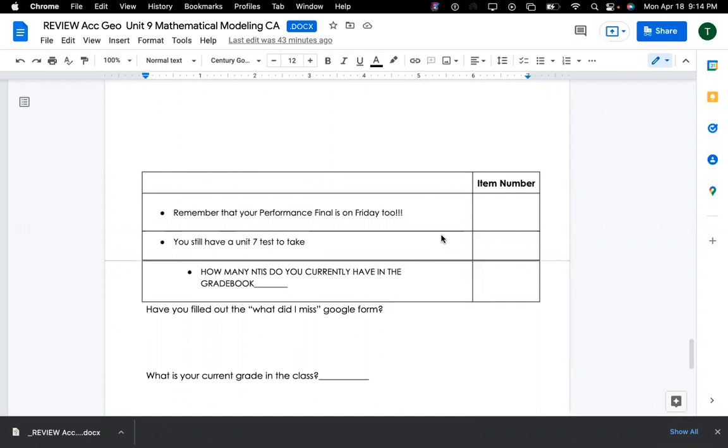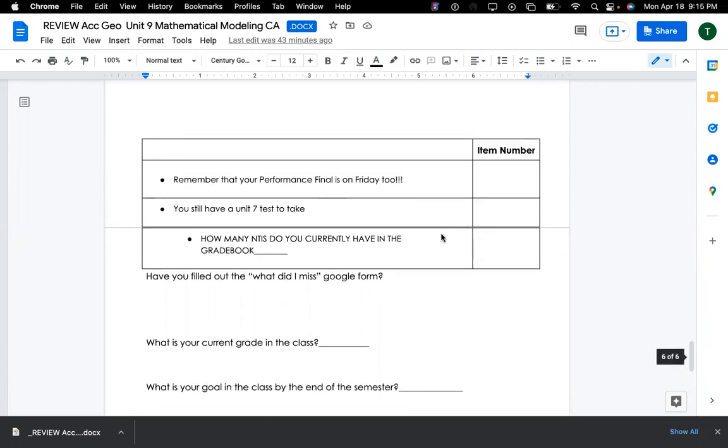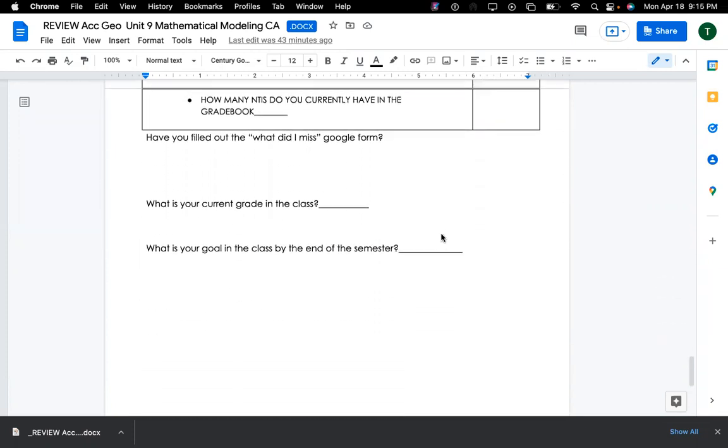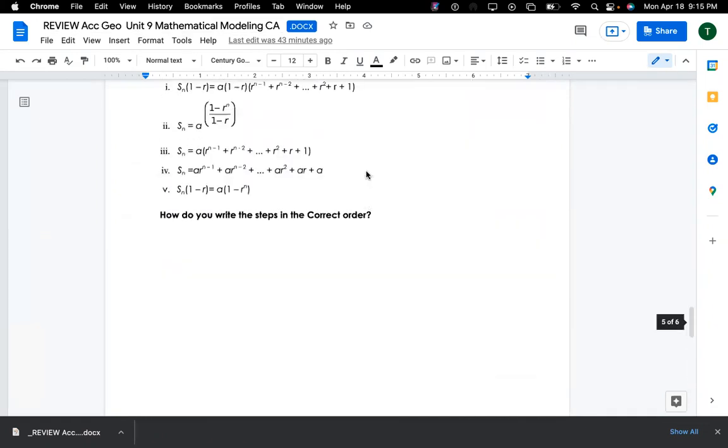So think about that. And then have you filled out the "What did I miss" Google form? A lot of y'all have turned in tests, turned in stuff, but you need to make sure that you fill out the Google form, so I know to go either A, grade it, or B, go look for it. And then I want you to put your current grade in the class, as well as your goal in the class by the end of the semester. Please don't just put, oh, I want to get an A. If you're sitting at a 30 and you haven't done anything all semester, put a realistic goal. We've got 27-ish days left in the semester. So let's make it happen.